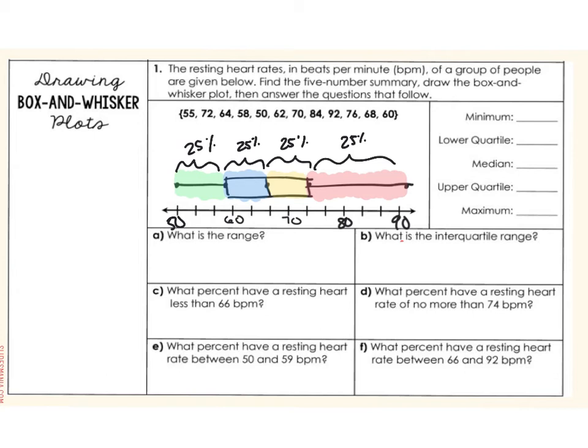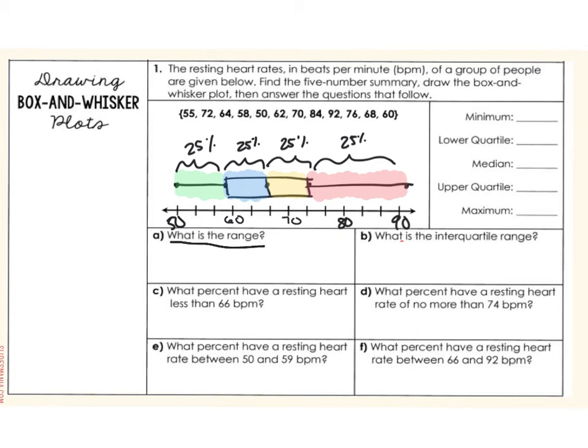So the first quarter is from the first dot to the second dot. Where's my little pointer? The first dot to the second dot. The next quarter is from the second dot to the third, third to the fourth, and fourth to the fifth. So each section of the box and whisker plot is worth 25% of the data. From here, the question's asking you to now analyze that box and whisker plot.